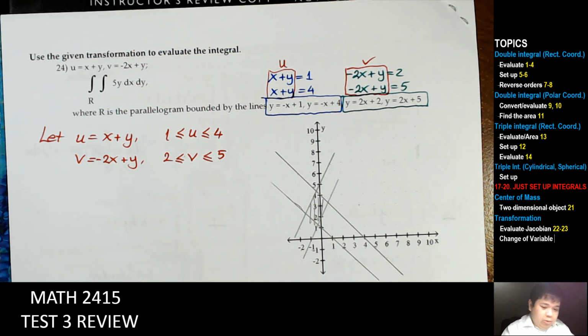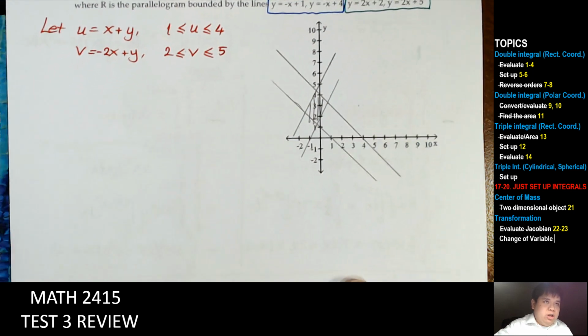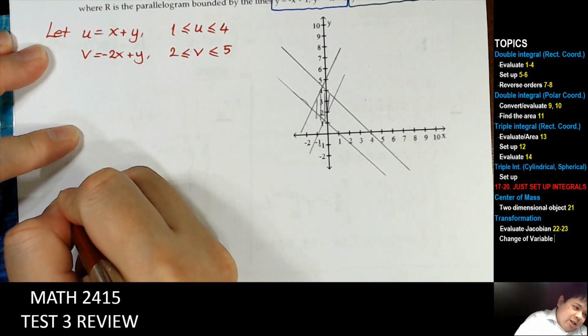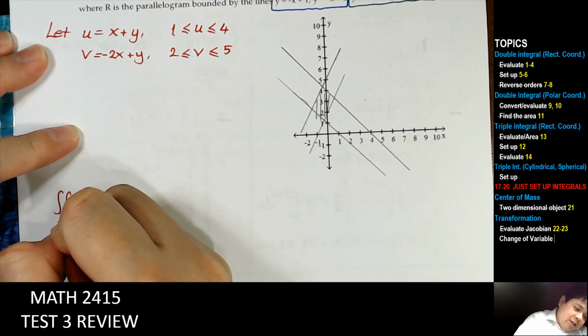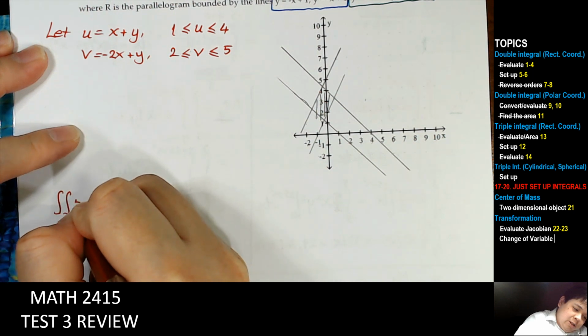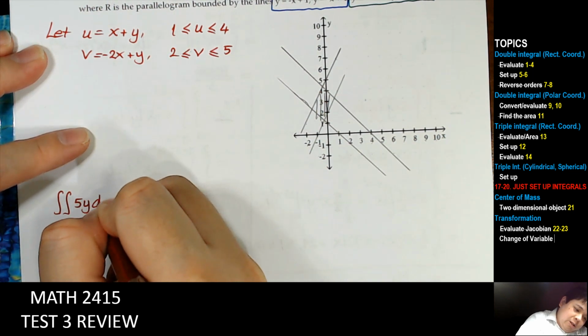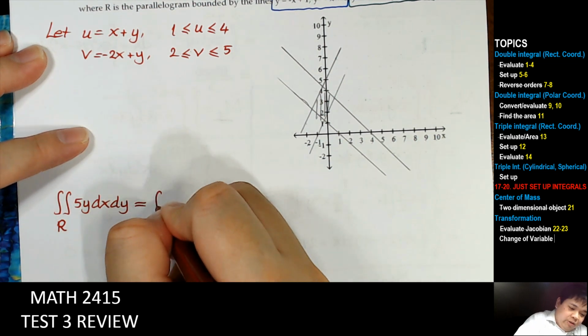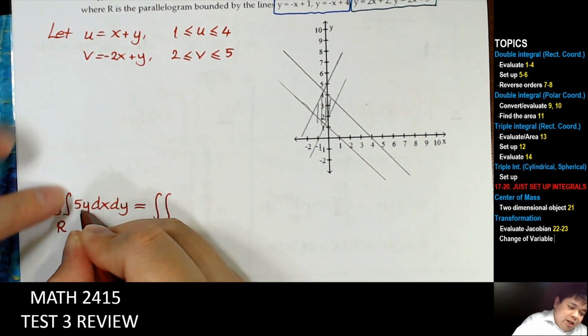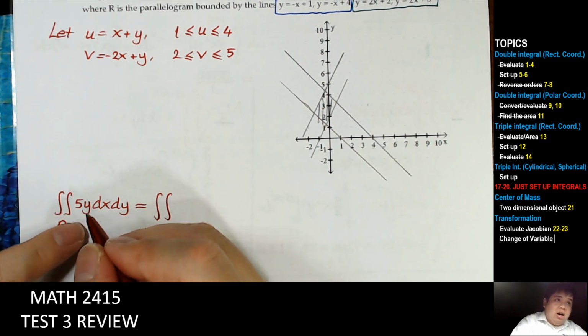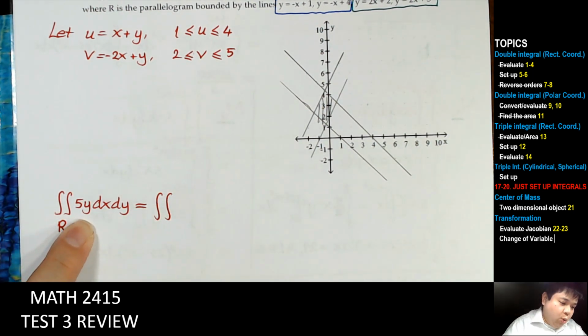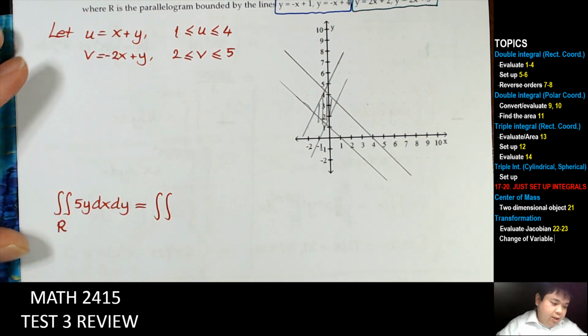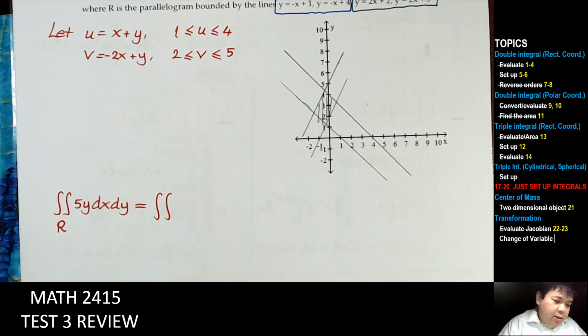What do we need to do? The change of variable theorem. Let's just write the theorem first. First we're going to change this into u and v. So first we have to rewrite this as a function of u and v. So what is y equal to? We need to solve for y.